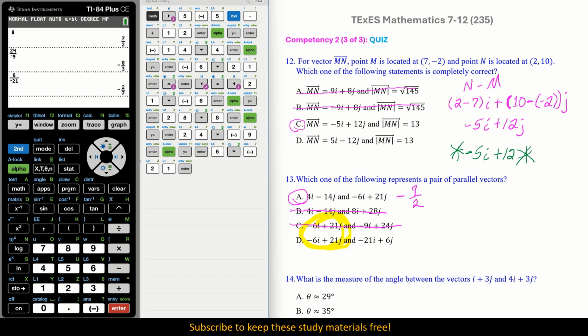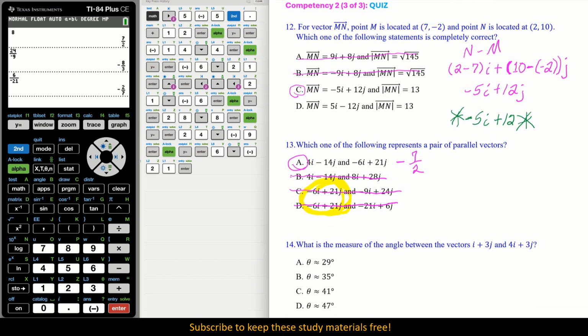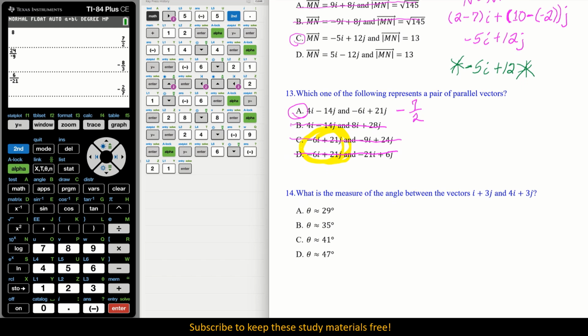Obviously, it's not going to be valid because it's the reciprocal of what we're looking for. So the only valid option is A. All right, let's go to number 14. What is the measure of the angle between these two vectors? I plus 3j and 4i plus 3j.